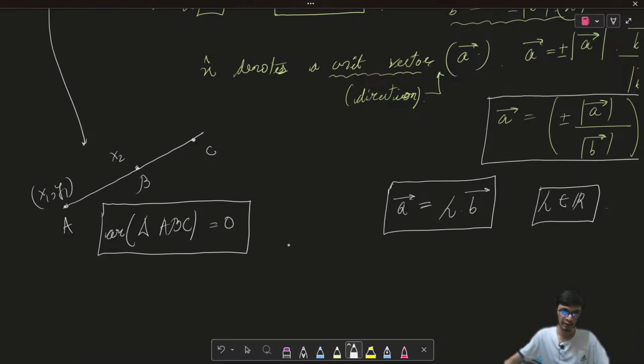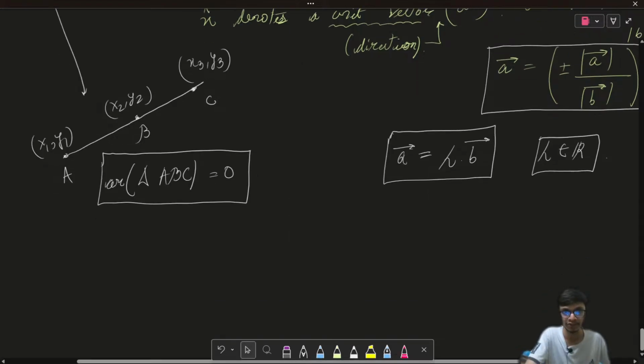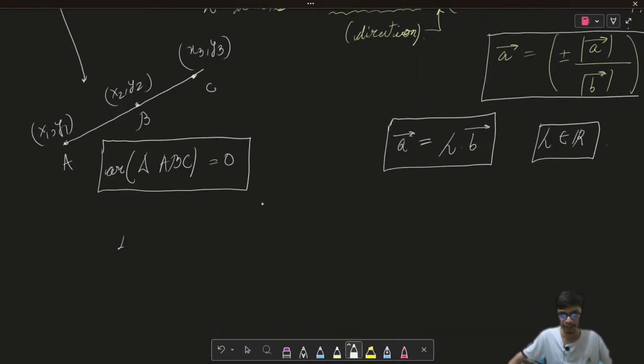So if I have these points as x1, y1 and x2, y2 and x3, y3 respectively for A, B and C, then if I want to say whether these 3 points are collinear or not, the test for collinearity is just to make the area of this triangle equal to 0.